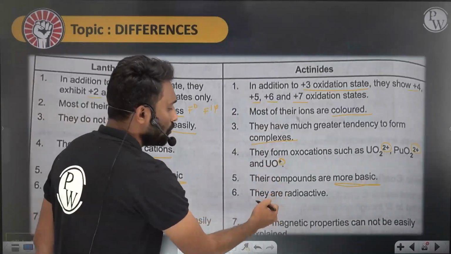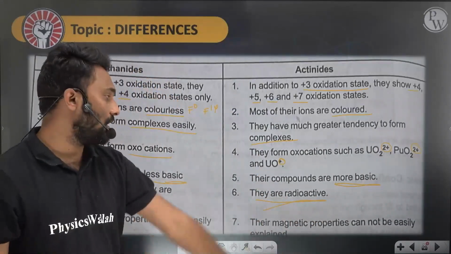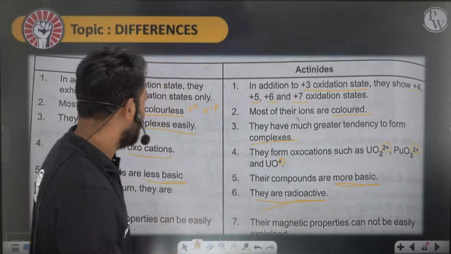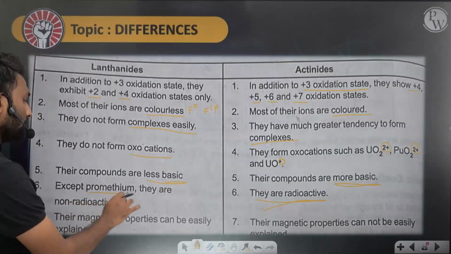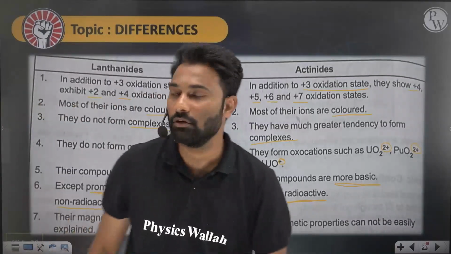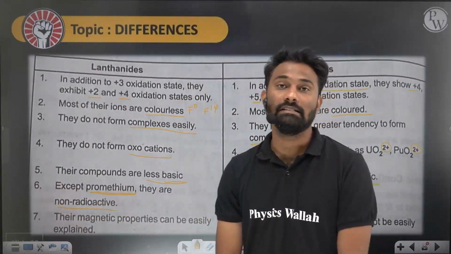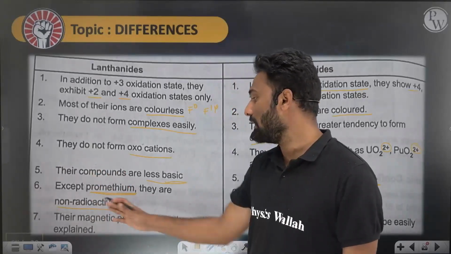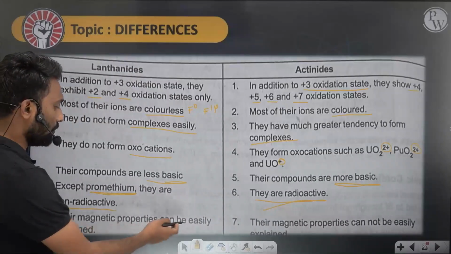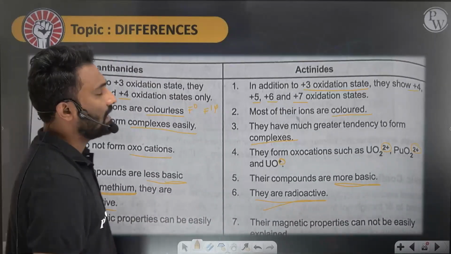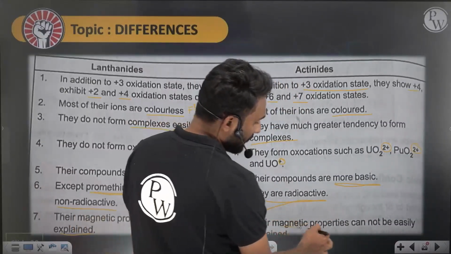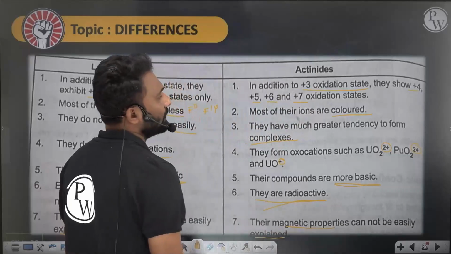Now most of the actinides are radioactive elements. Actinides are radioactive elements. Among lanthanides, except promethium, they are non radioactive. Promethium is the one radioactive element in the lanthanides, and all the others are non radioactive. Now, the magnetic properties of lanthanides can be easily explained. But when it comes to the actinides, magnetic properties cannot be easily explained.